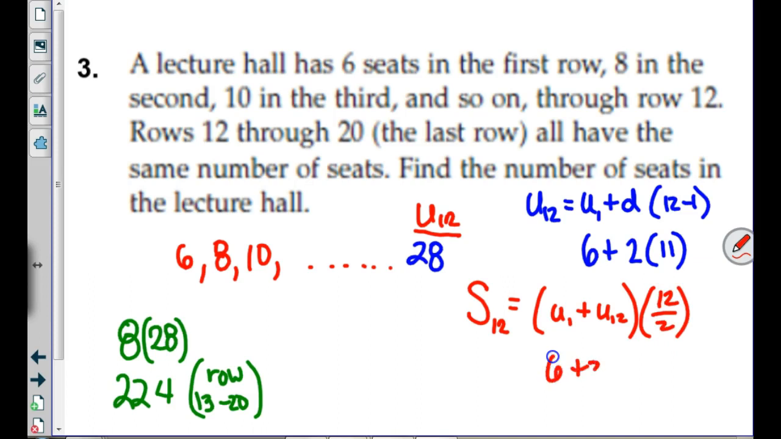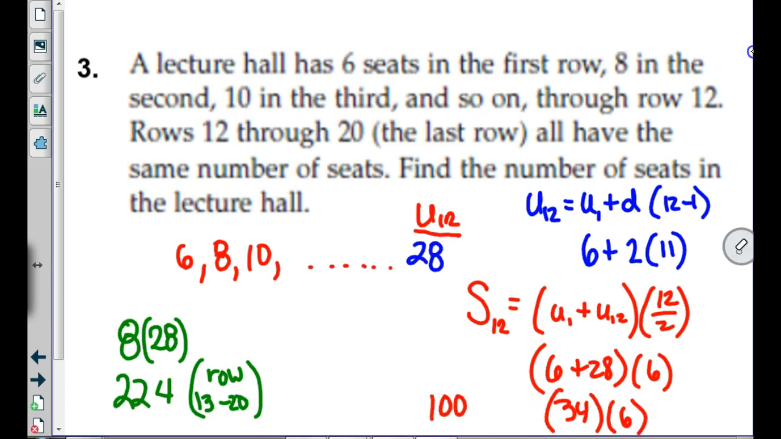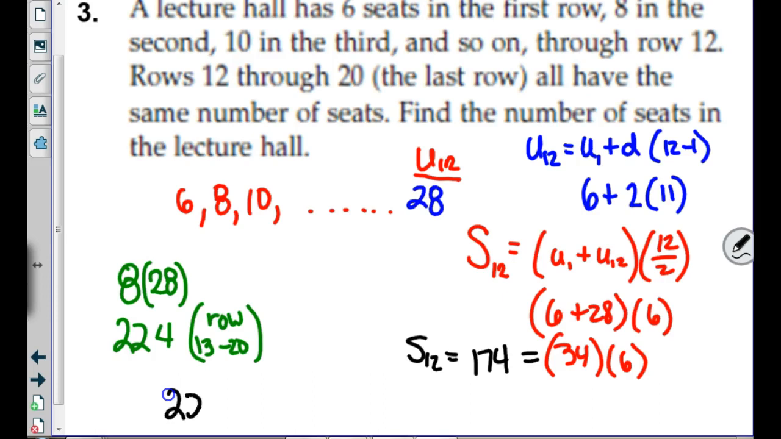So 6 plus 28 times 6, or 34 times 6. Yeah, that's the sum of the first 12 rows. So the total is the 224 plus 174, 398.